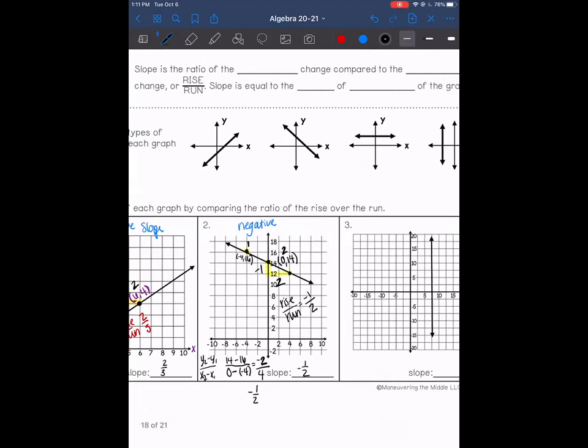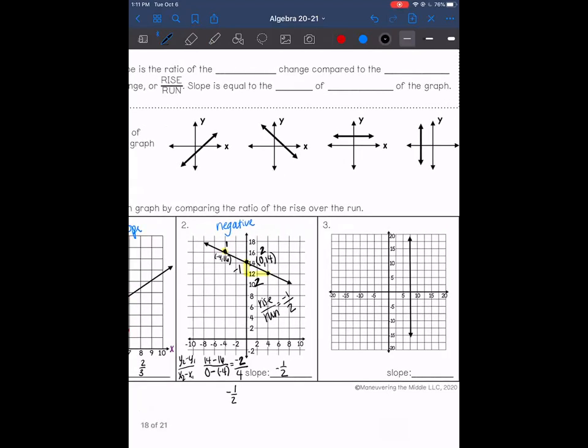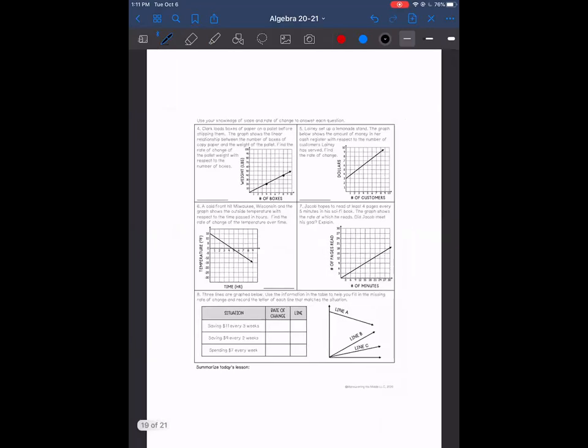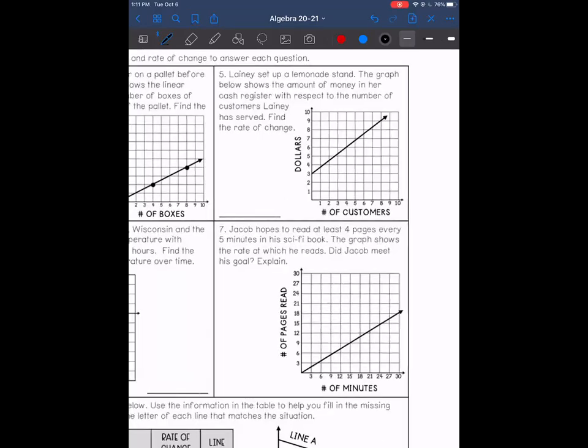Okay, based on our notes, you should be able to tell me what number 3 slope is without any math. So I'm going to let you work on that one. And then we're going to do number 5.